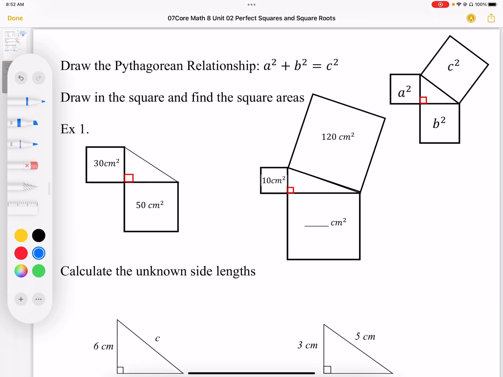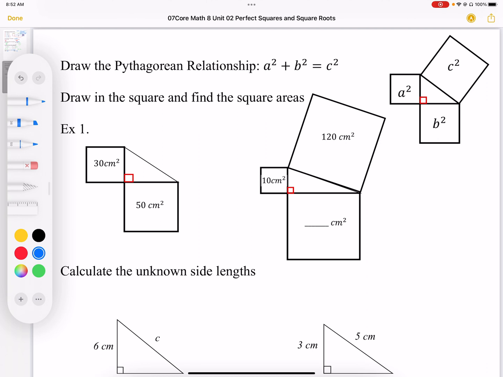So the Pythagoras relationship is a squared plus b squared, or the two shorter sides of a right angle triangle. And again, to make sure it has to be a right angle triangle, a squared plus b squared, those two squares add up to the big diagonal square of c squared.